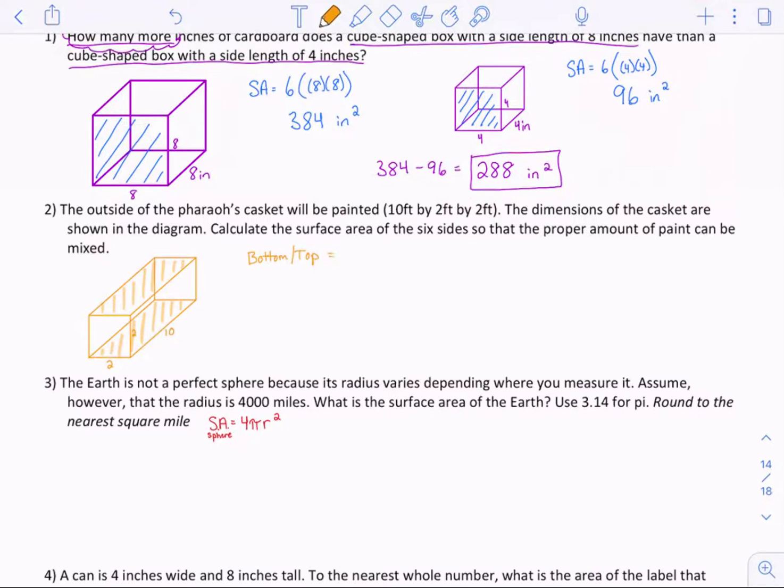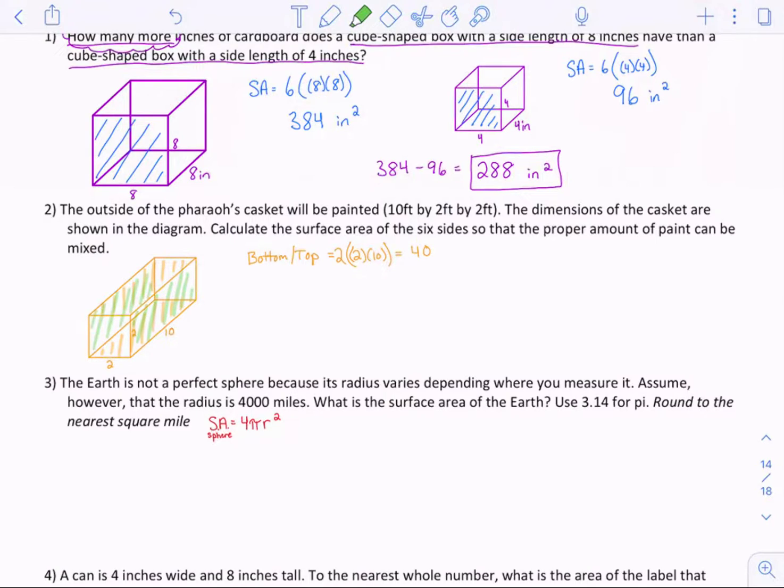What are their dimensions? So we have a 2 by 10 rectangle. So if I have a 2 by 10, I have 2 of those. So I'm going to multiply that by 2. So 2 times 10 is 20, times 2 is 40. So far I have 40 square feet. Then I want to discuss maybe the left and the right one.